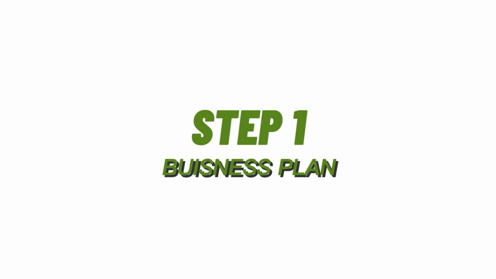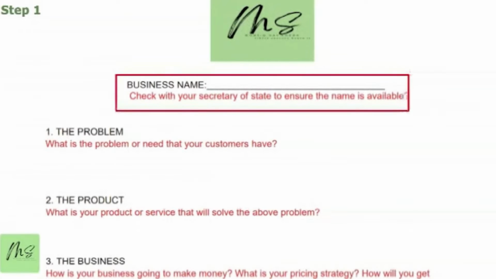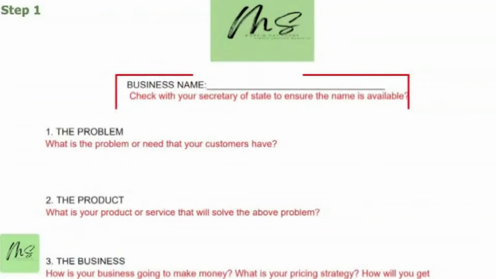Step one, the business plan. What we want to do here is start with the business name. Before you actually write a business name on here, you want to sit down and think about it and make sure it suits the type of business that you're going to go into. You would also want to check with your Secretary of State to ensure that the name is available. For me, I would also Google it just to make sure that no one else out there has the same exact name that I'm going to name my company. So that's the first thing. You want to give your business a name.